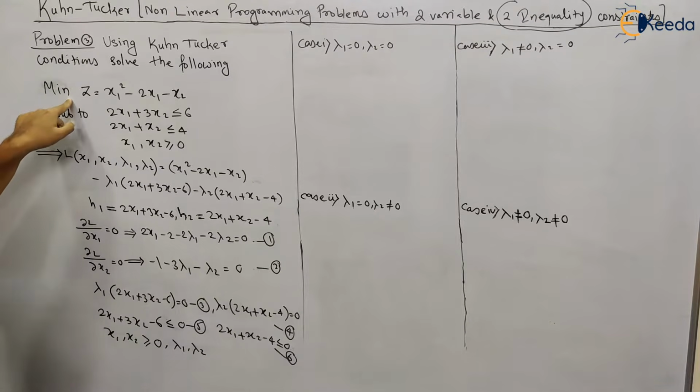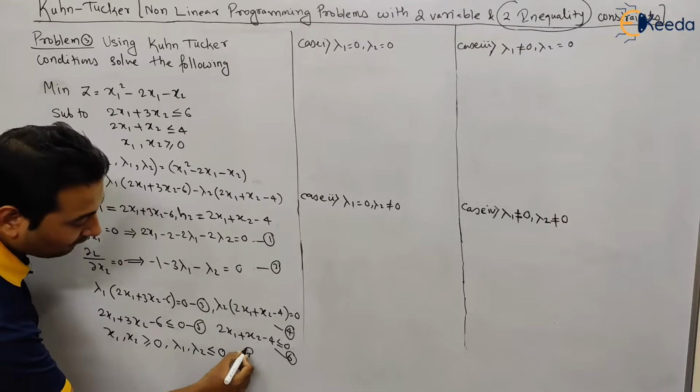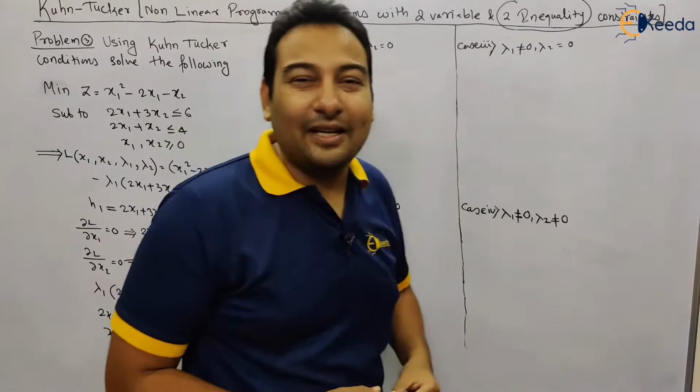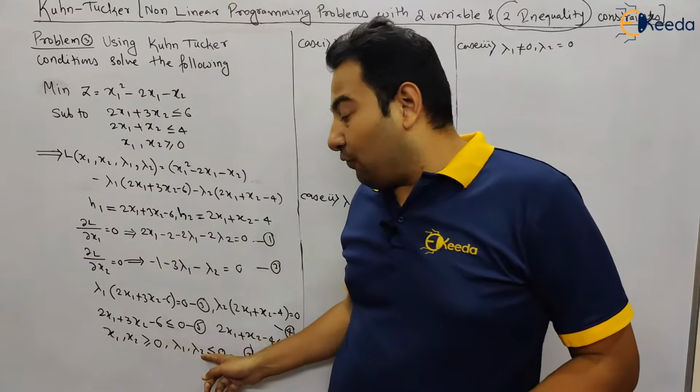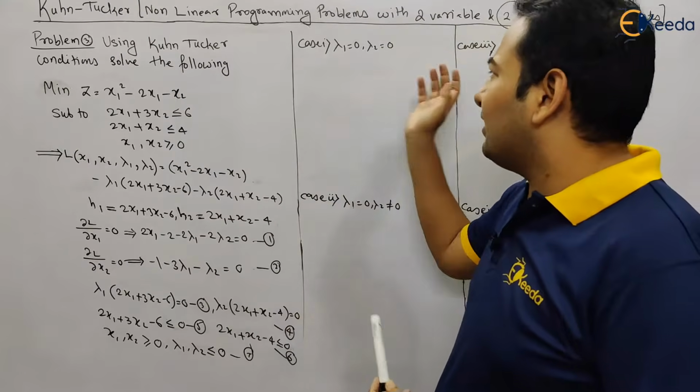See, the problem is minimized, therefore lambda will be less than equal to 0. If the problem is of maximized category, then lambda 1, lambda 2 will be greater than equal to 0, but if it is minimized, then it has to be less than equal to 0. Let us start with the cases.